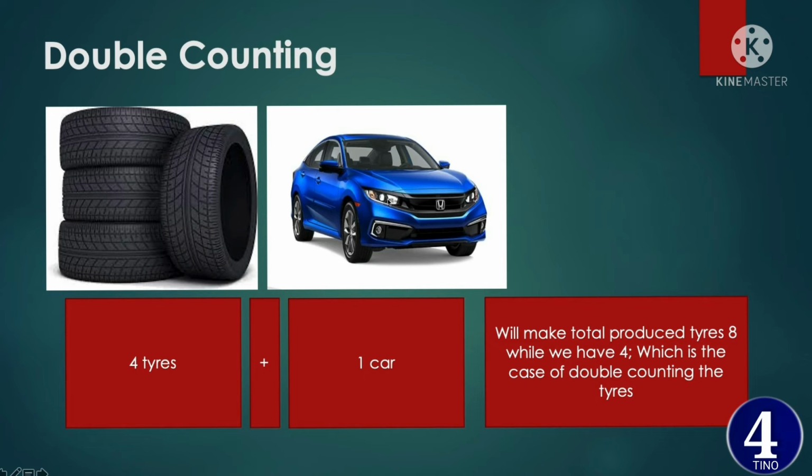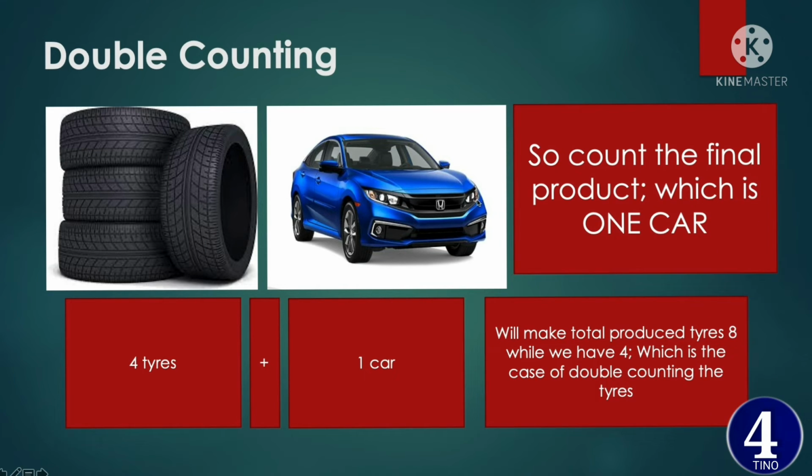1, 2, 3 and 4, and also 1, 2, 3 and 4. Actually it was 4, right? 1, 2, 3 and 4 tires were the result, not 8. So we are committing a mistake of double counting the tires. So we have to count the final product, which is 1 car.